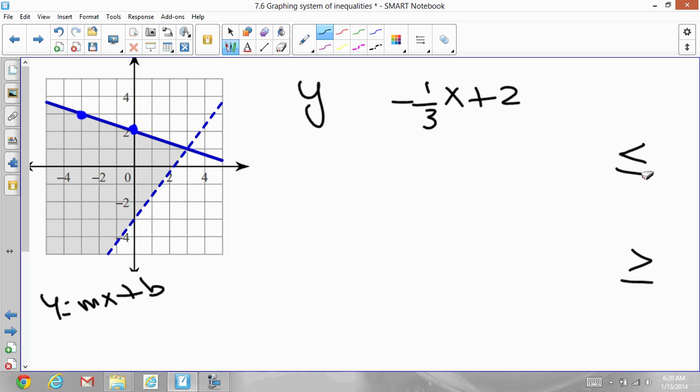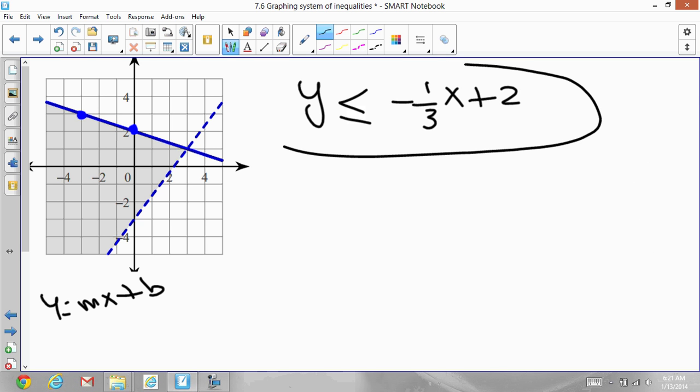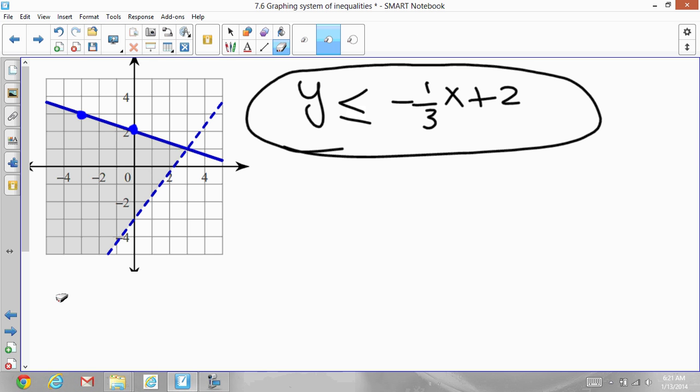Now this is the less than symbol. Look at the shading that is done. The shading is done below this line. Since the shading is done below this line, that means it's going to be less than. So you choose this symbol and you write it in your inequality. So that'll be the first one. Put this aside and put a circle or a box surrounding it. Now let's go for the second equation.